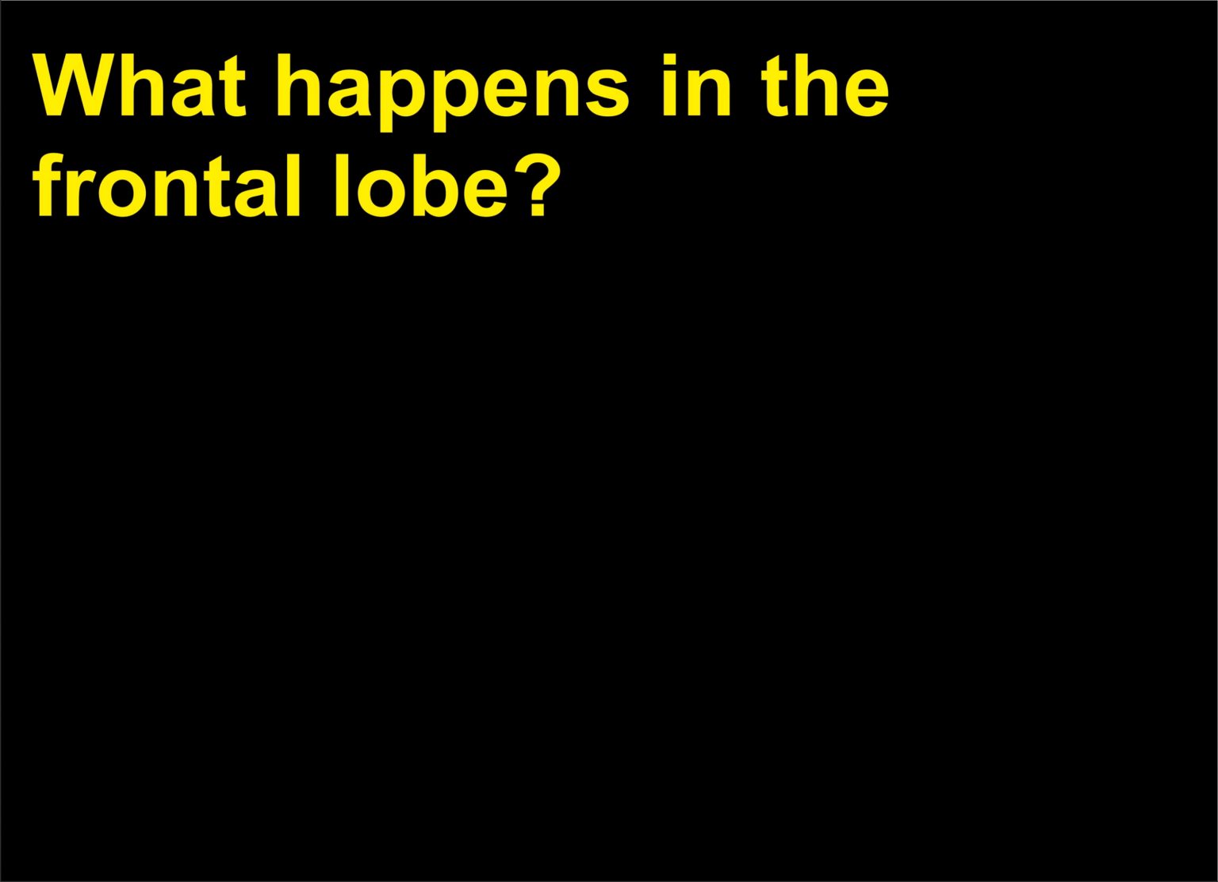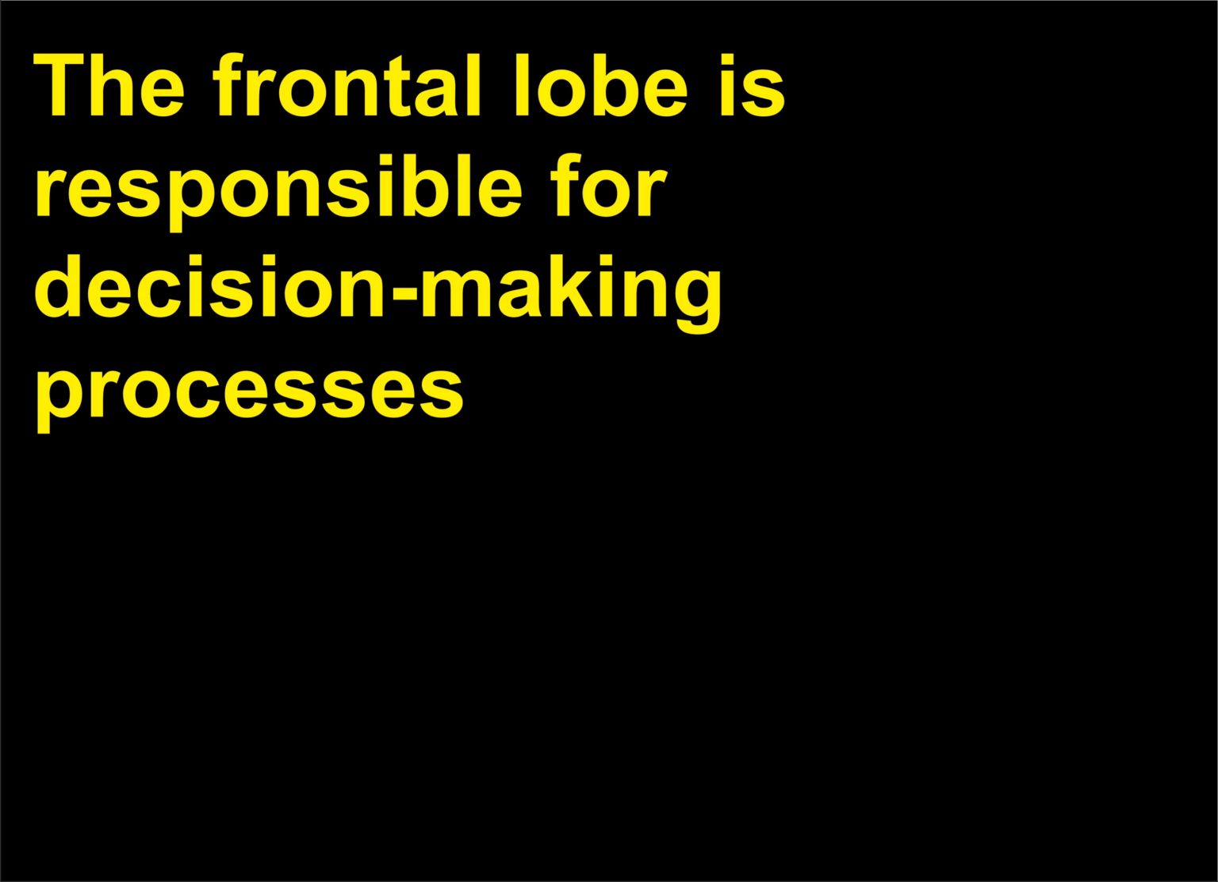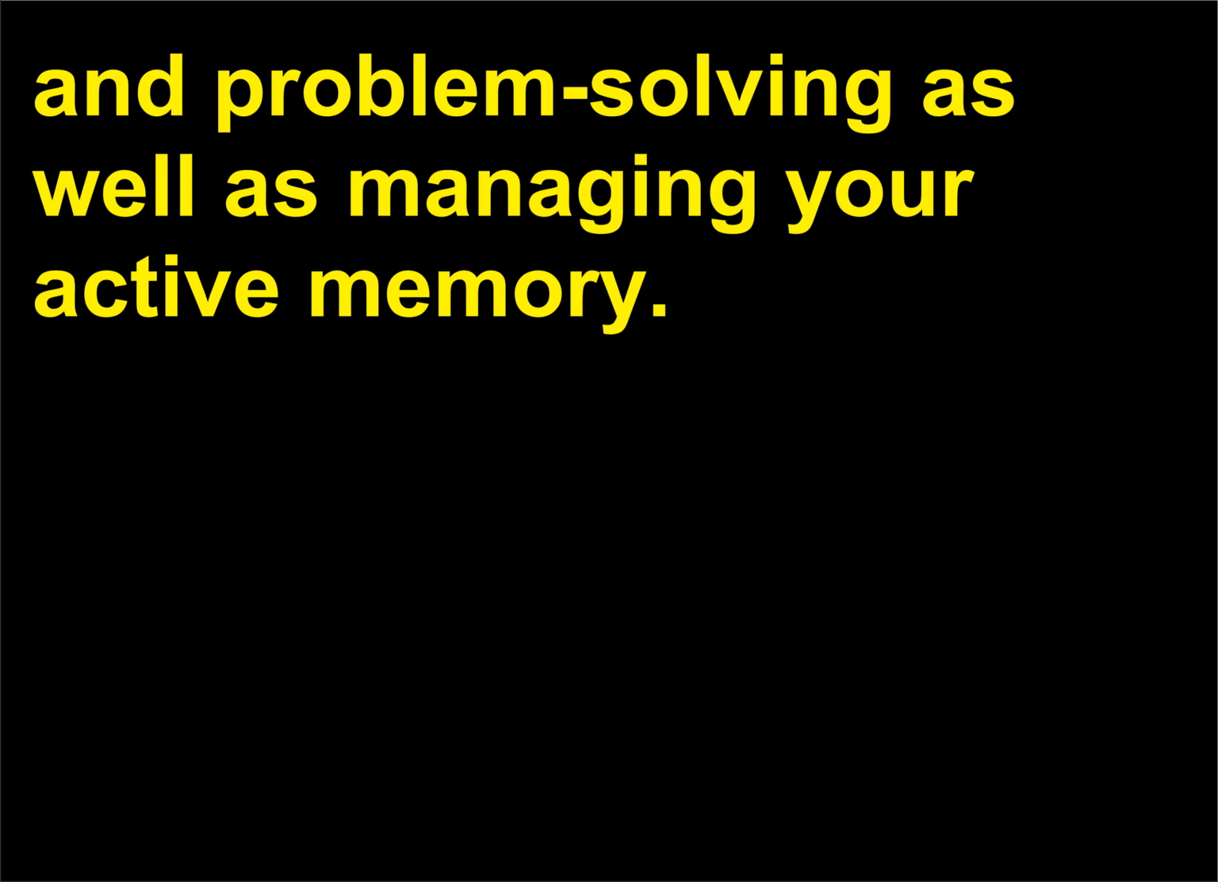What happens in the frontal lobe? The frontal lobe is responsible for decision-making processes and problem-solving as well as managing your active memory.